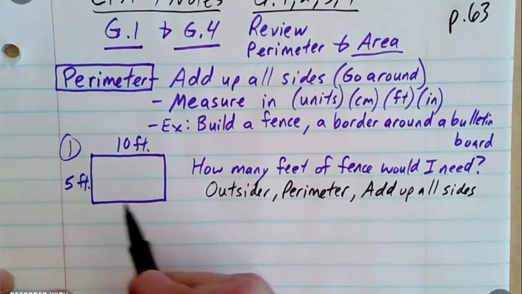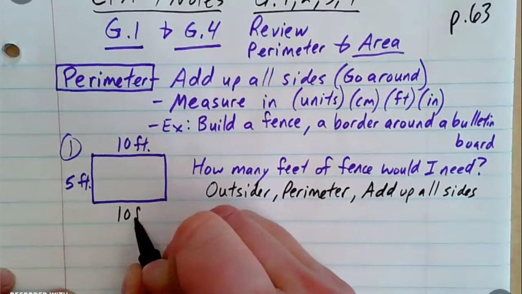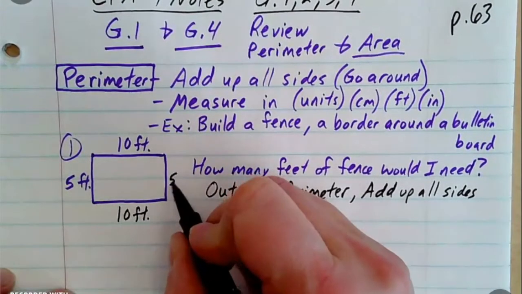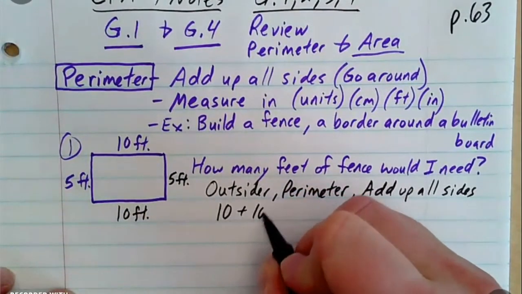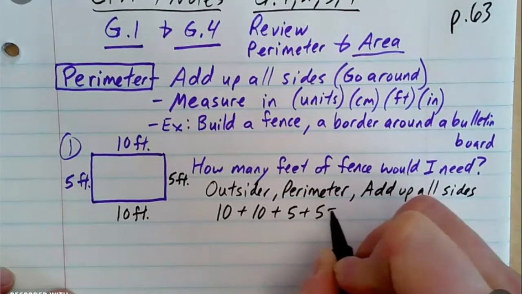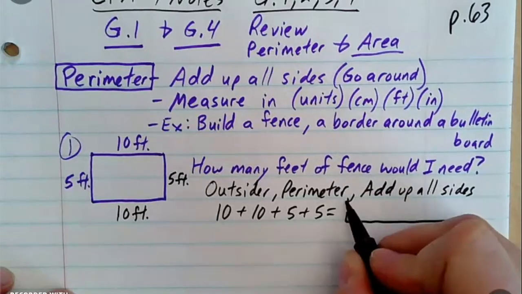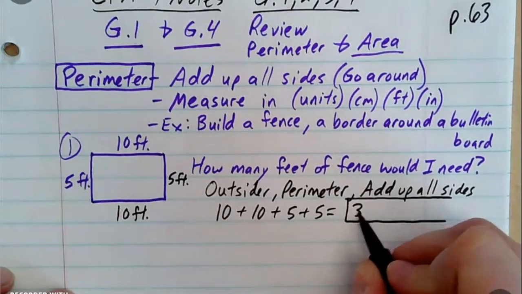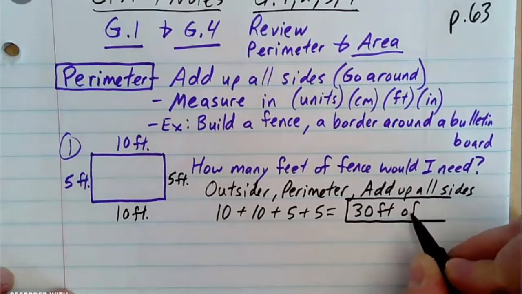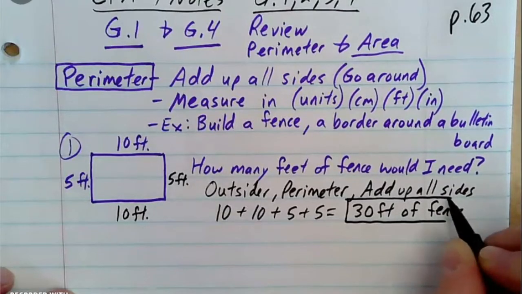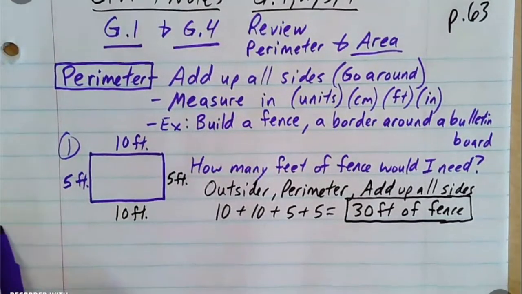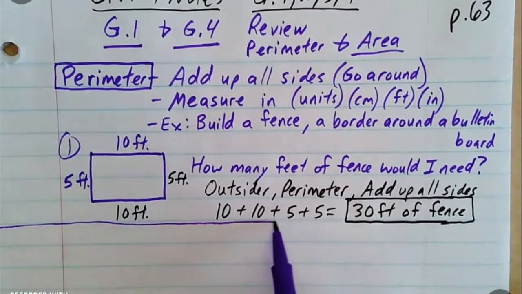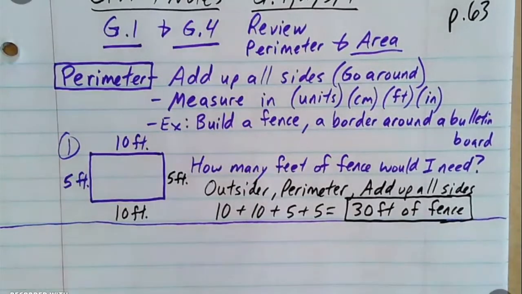So if you're going to add up all sides, you could go ahead and write in here that I know the bottom's 10 feet since the top's 10 feet, and I know the right's 5 feet since the left's 5 feet. And if you're adding your 10 plus your 10 plus your 5 plus your 5, you're going to get 30 feet of fence. And I labeled it because I asked how many feet of fence I would need. So I would need 30 feet of fence. I'm going to draw a line right on this blue line to save as much paper. So I'm going to need that next space here.